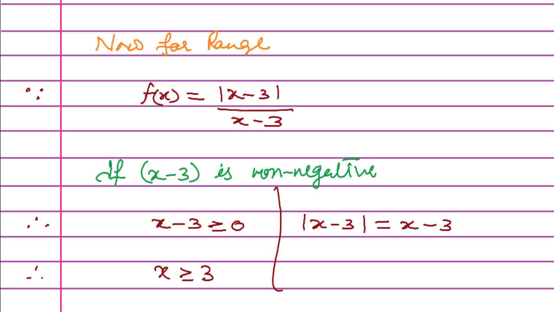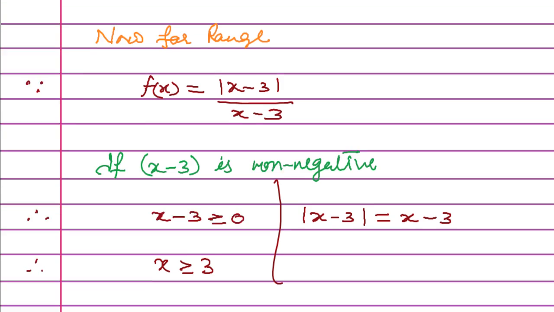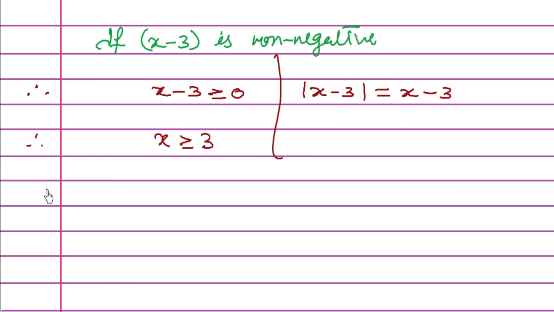Now I put this here: f of x is equal to x minus 3 over x minus 3, because this condition we have taken here. So we get 1, because both will eliminate each other.